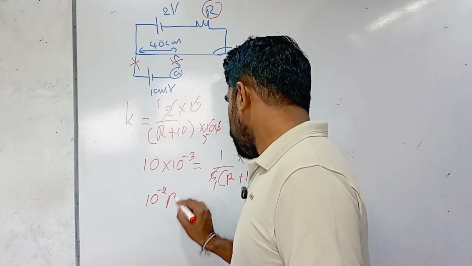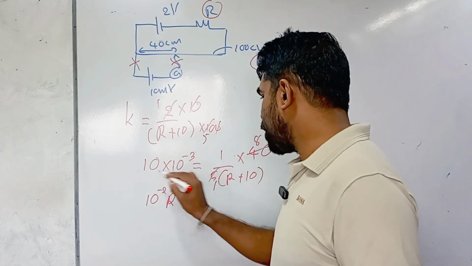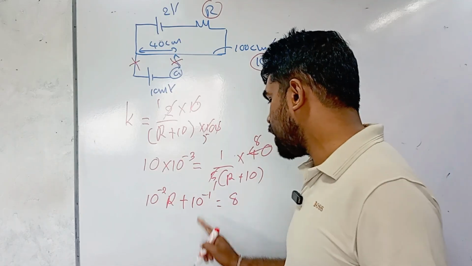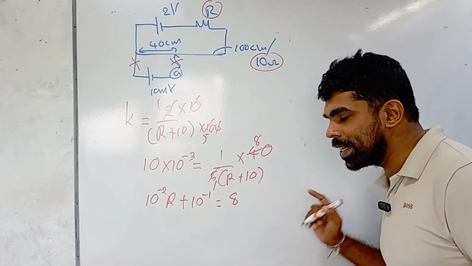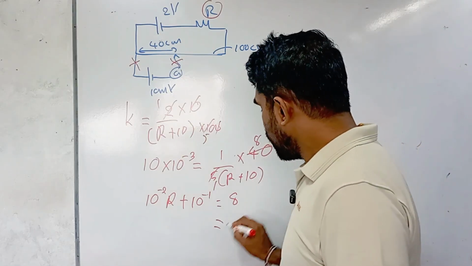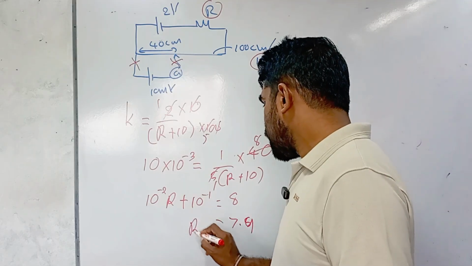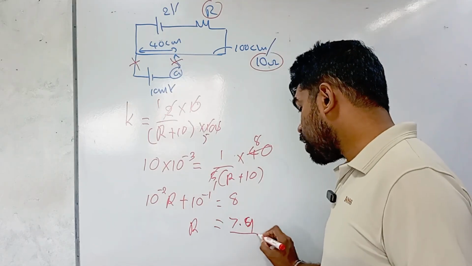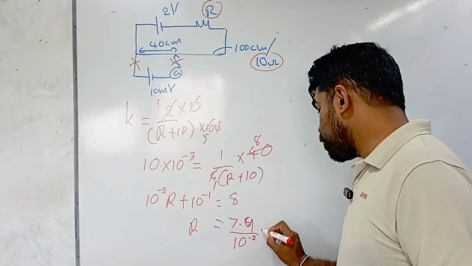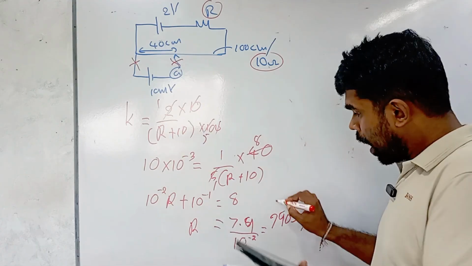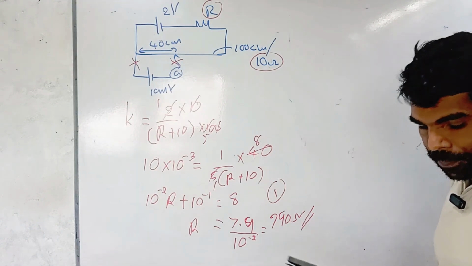10 to the power minus 2 R plus 10 into 10 to the power minus 2, which is 10 to the power minus 1, equals 8. I will bring 10 to the power minus 1 to the right hand side. It is 0.1. 8 minus 0.1 is 7.9, which equals 10 to the power minus 2 R. Then we can divide it by 10 to the power minus 2 and we can obtain 790 ohms. Answer is 1 for question number 4.